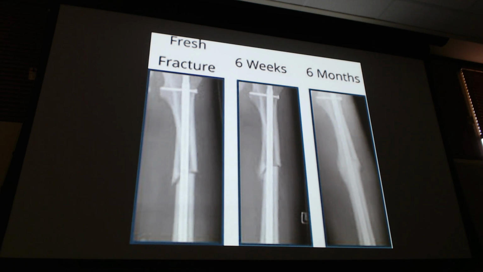Femur fracture. How do I know this is a femur and not a humerus? Anatomy, there's my lesser trochanter. There's my lesser trochanter.